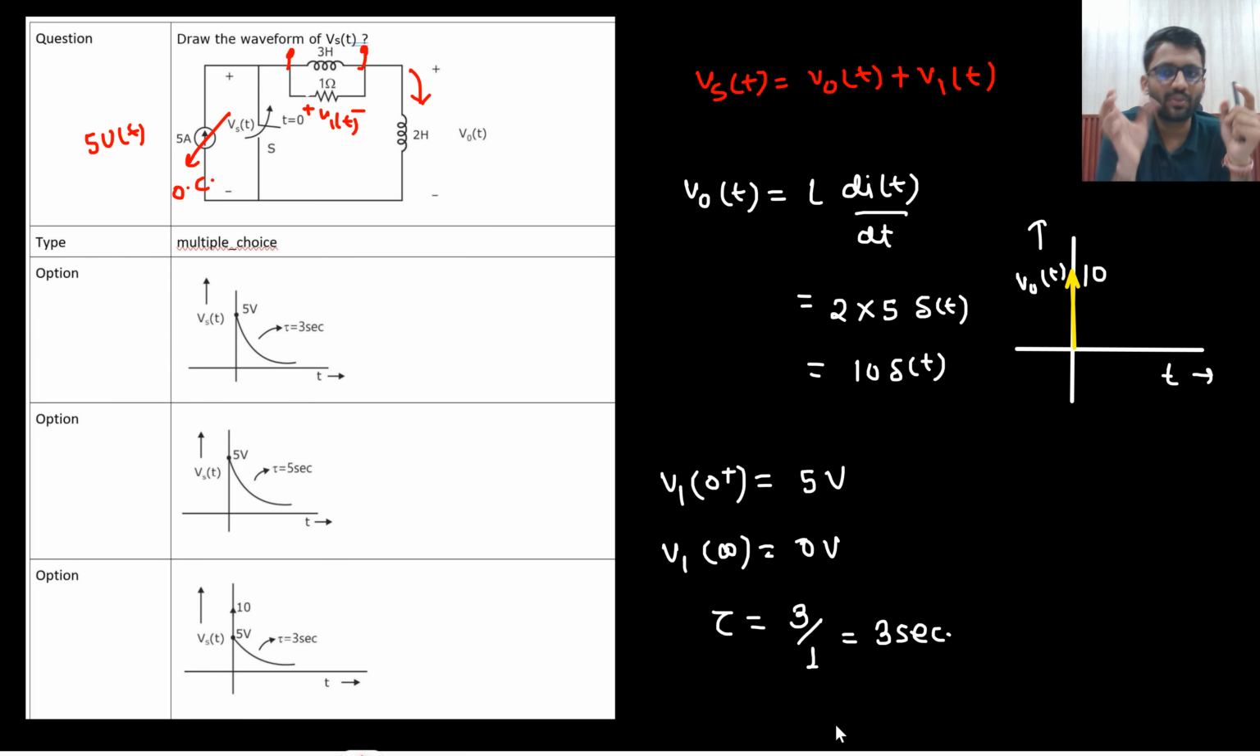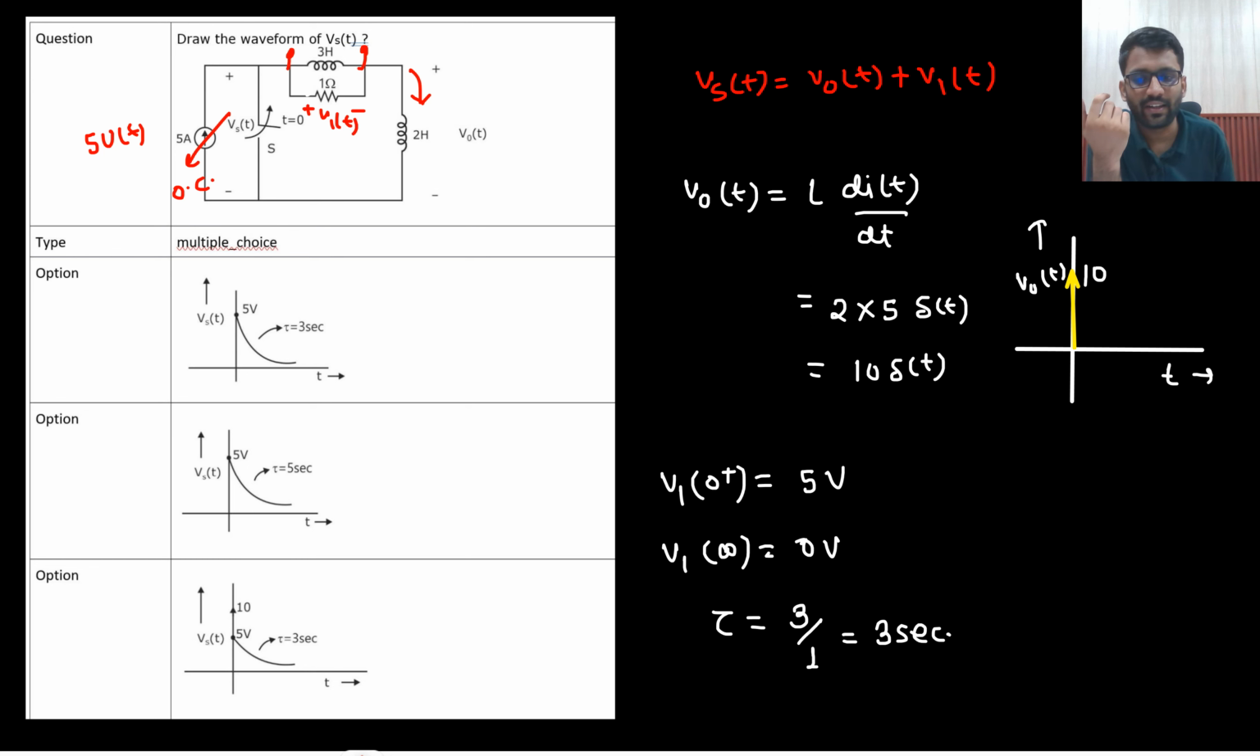Or with the concept, you need to see 5 ampere is going between these two, and then 5 ampere is completely flowing there. So this is just giving you an impulse, nothing else. So the RL circuit is this, which is giving you 3 seconds. V1 initially is 5 volt, and at steady state it is 0 volt. So from 5 to 0 it is going.